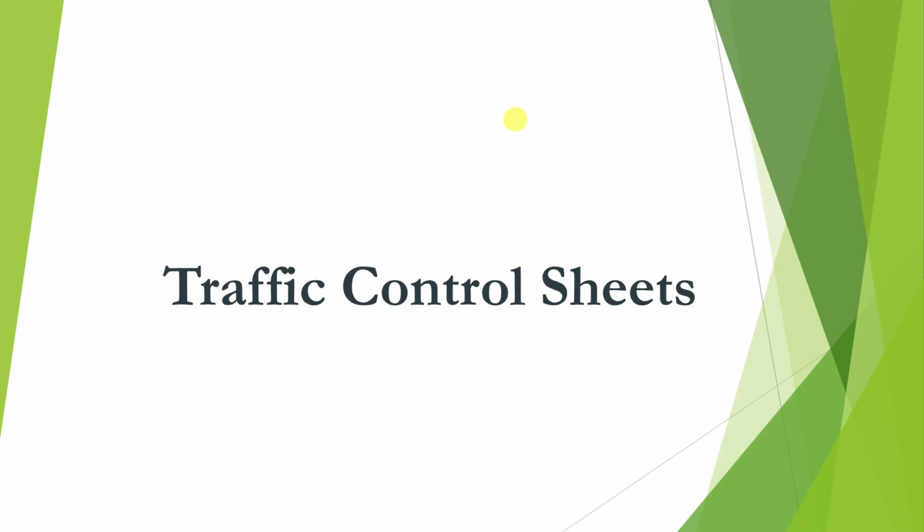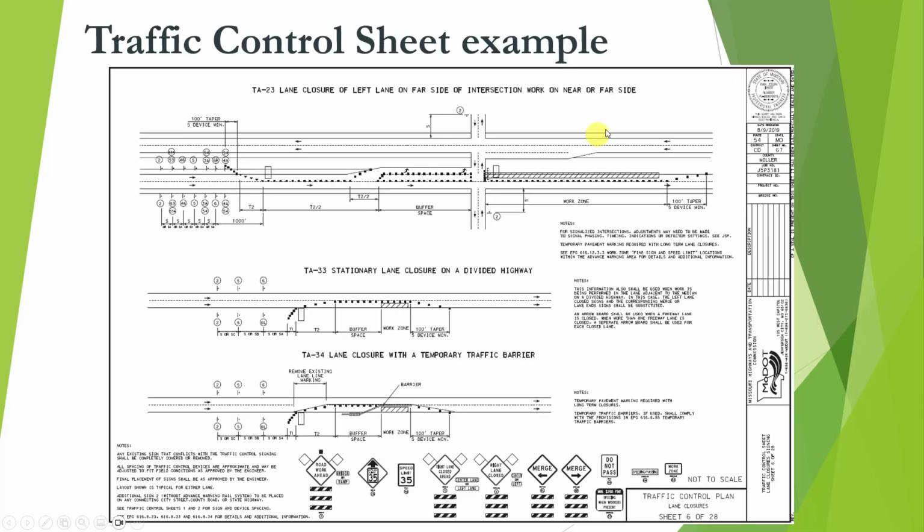This video is going to cover the traffic control sheets in accordance with our plans reading class. This is an example sheet of traffic control, and you can see it's pretty busy with some stuff in here. You'll see that you have the roadway, you have all kinds of symbols and blocks, little squares and notes, and you're going to see different areas of information.